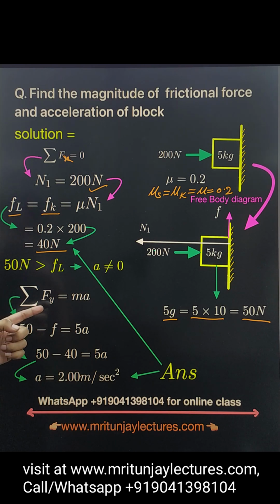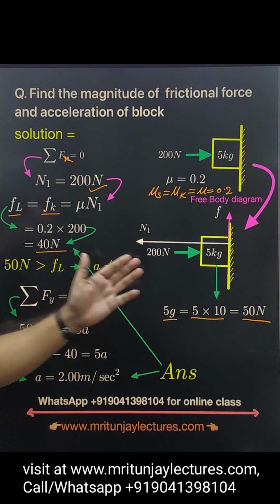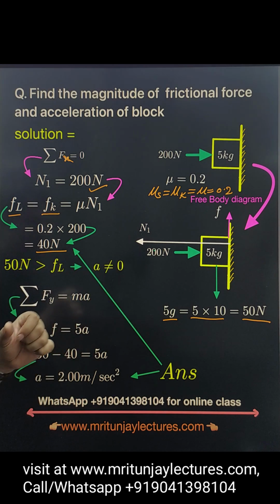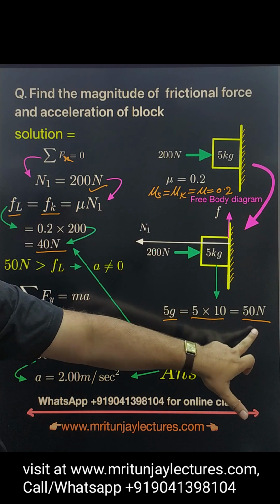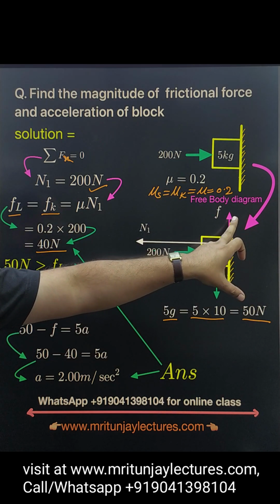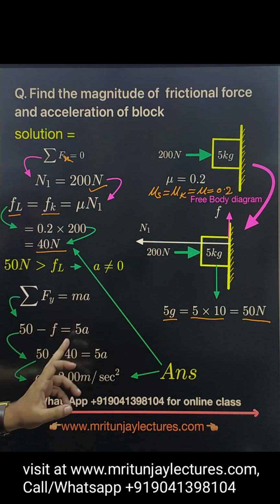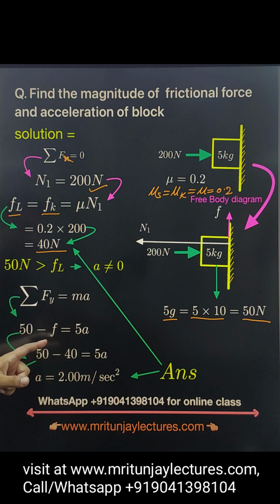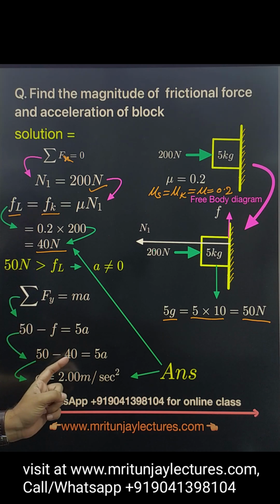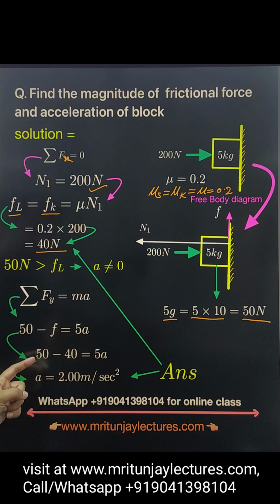sum of Fy is equal to mass into acceleration; the net force in the y direction is equal to mass into acceleration. If the block is moving in this direction, then 50 minus f is equal to mass into acceleration, 5 into a. Now during motion, which frictional force acts? Simply kinetic friction, which is 40. So 50 minus 40 is equal to 5a. So 10 is equal to 5a, and a is equal to 2 meter per second square.